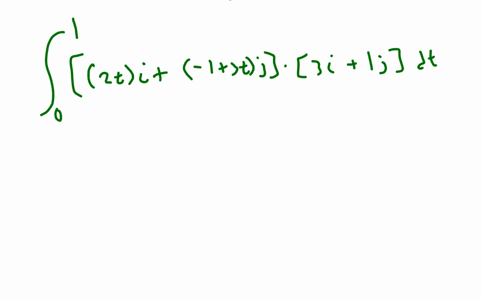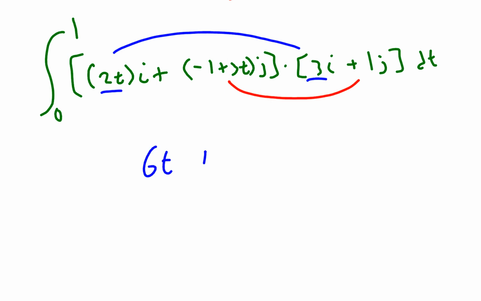Great. So if we find our dot product here, we multiply those components together, being careful with the parentheses, and then we multiply those components together, and then we add them up. In this case, we'd have 2t times 3 is 6t, plus, and then if we take this times 1, we just get negative 1 plus 3t. We bring down that dt, and then we're going to integrate from 0 to 1. Oh, that's a t there.